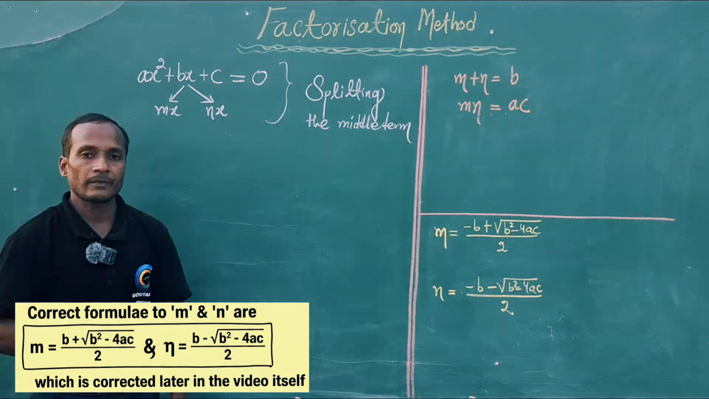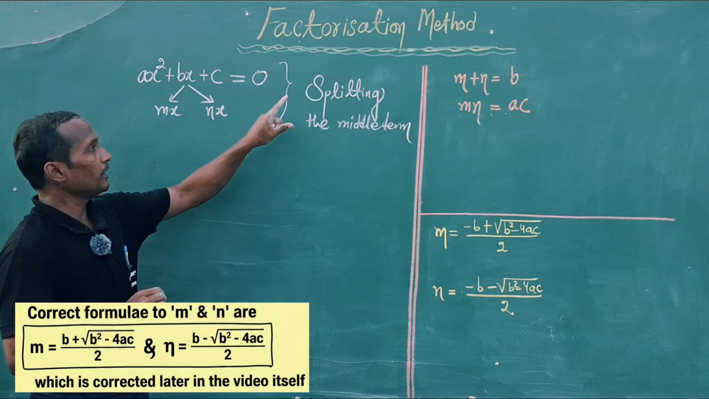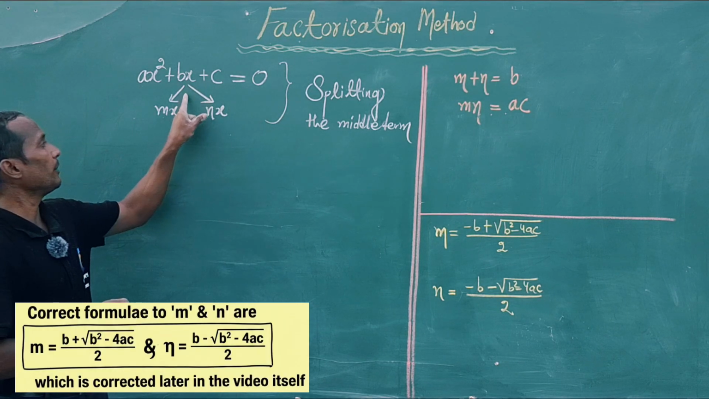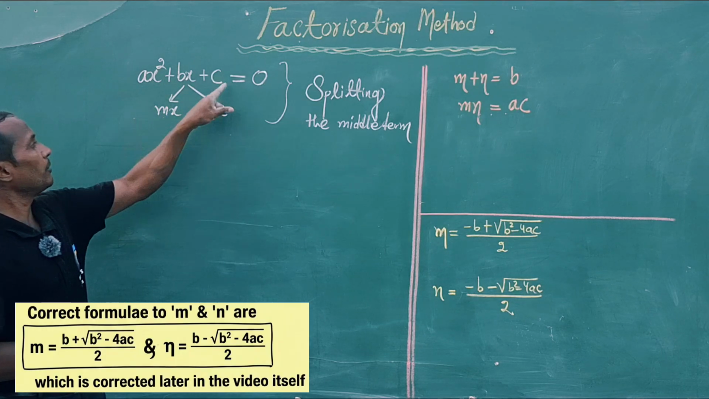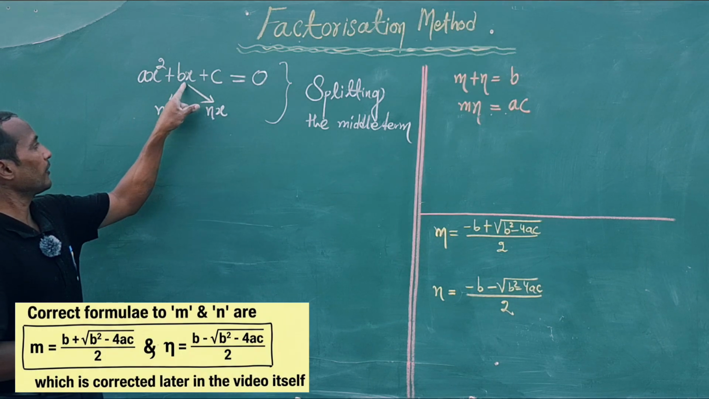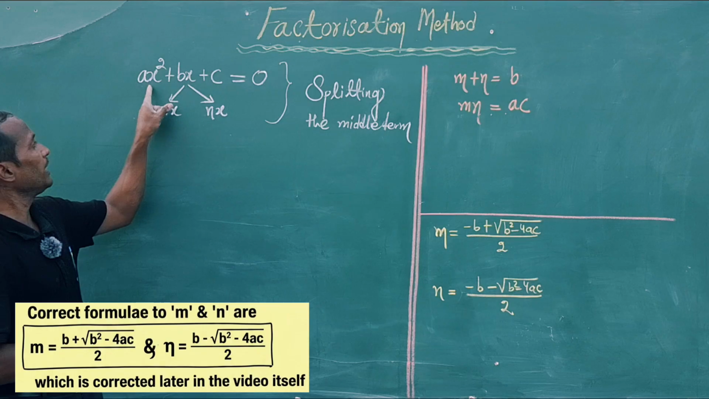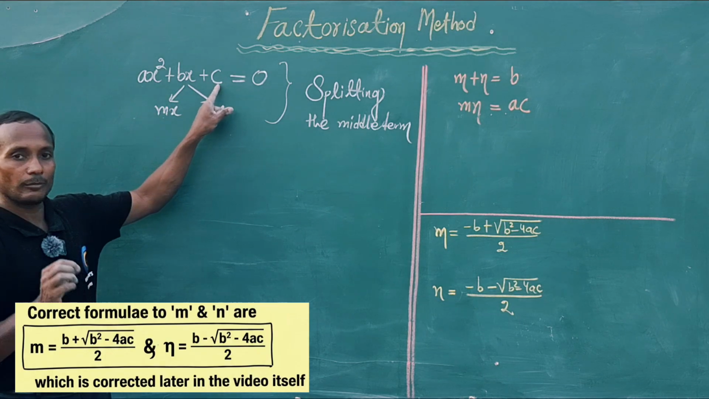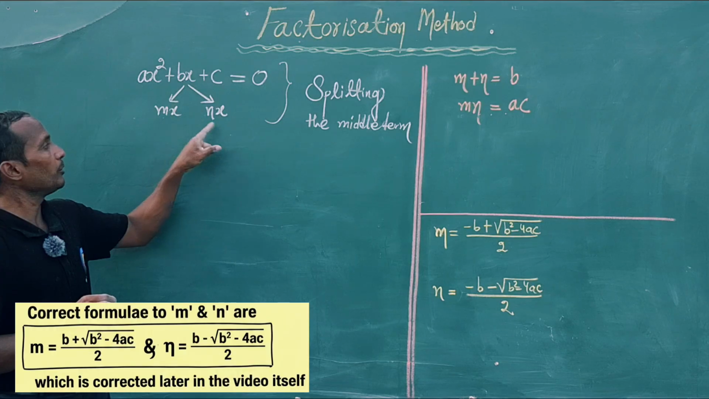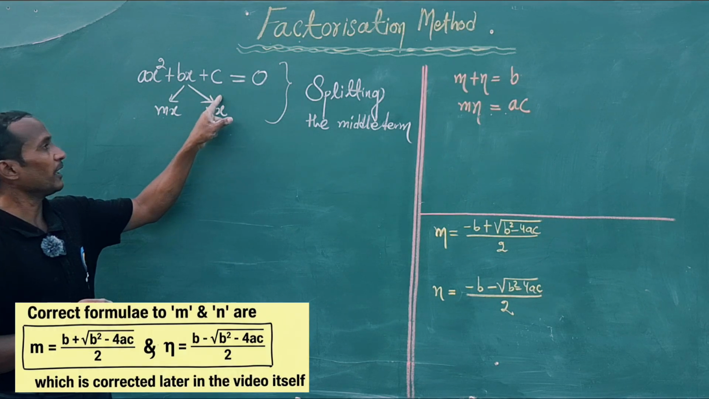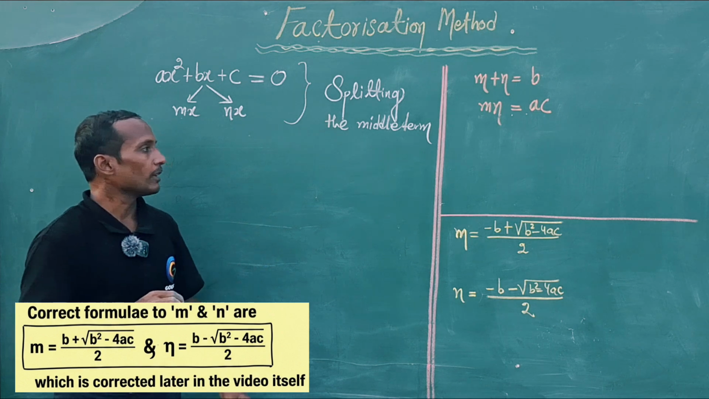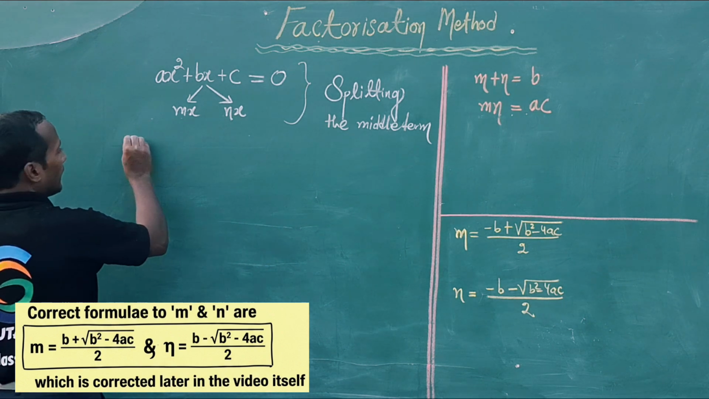By the way, the factorization method is also known as the method of splitting the middle term, because we split the middle term. The middle term of the standard form of our quadratic equation is bx. Ax square is the first term, the leading term, bx is the middle term or second term, and the third term is the constant term, c. So we split the middle term into two parts in the factorization method. That's why it is also known as the method of splitting the middle term. Let me go through one example.